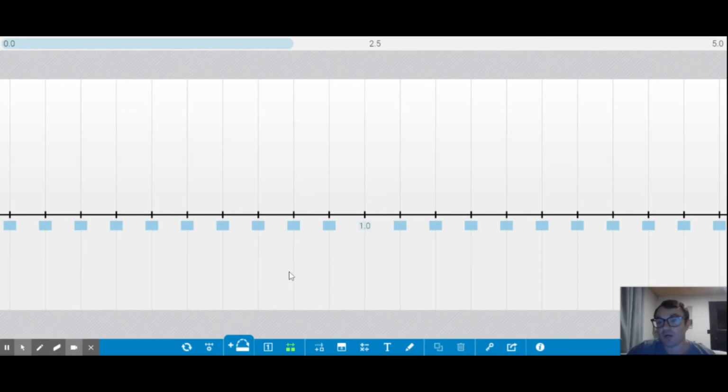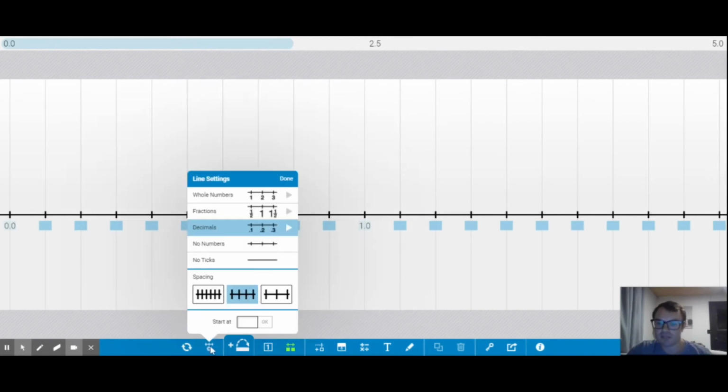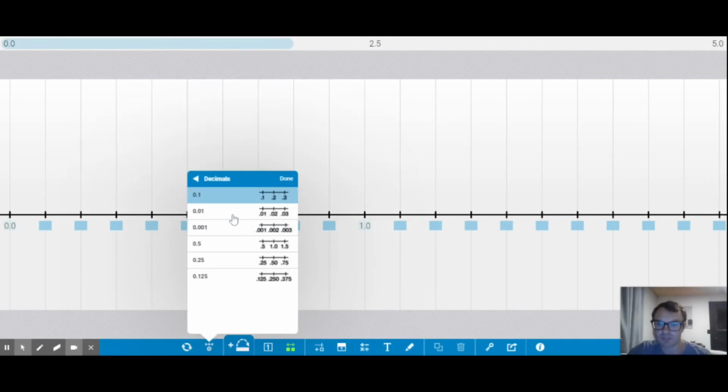Let's see where 6 tenths would be. 6 tenths. So I start at 0, 1, 2, 3, 4, 5, 6. 6 tenths would be right there on the number line. Let's look at hundredths really quick.